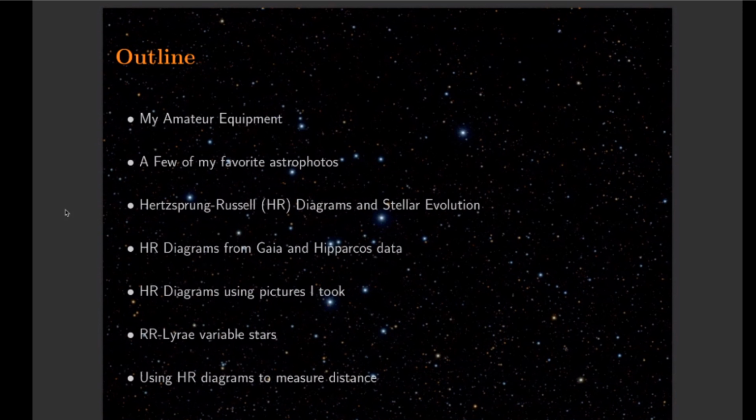And then we'll zoom in, no pun intended, on Hertzsprung-Russell diagrams. I'll do a brief introduction for those of you who either don't know it or don't remember about it, from a theoretical perspective. And then I'll show you how I was able to make HR diagrams from pictures that I've taken. Then we'll transition into RR Lyrae stars, which are a component of globular clusters, and that's also relevant for measuring distances to various things. So that's an outline of what I want to talk about over the next hour.